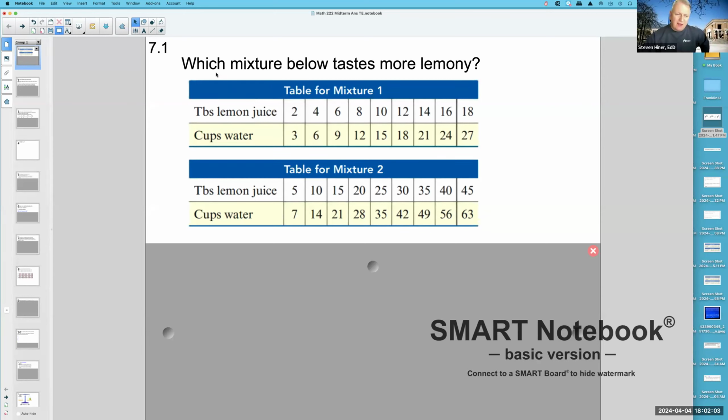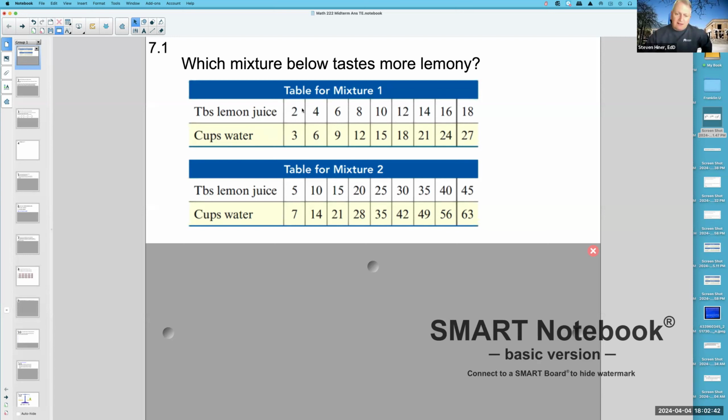So I have two tables and I'm asked which mixture below tastes more lemony. This one's similar to one of the questions in the book. What you want to do is look at the units and compare mixture 1 and 2. I have tablespoons of lemon juice and cups of water for both. The more lemon juice, the more lemony flavored. The more water, the more watered down or less lemony. Here's the hint: you want to find a number that's on both tables.